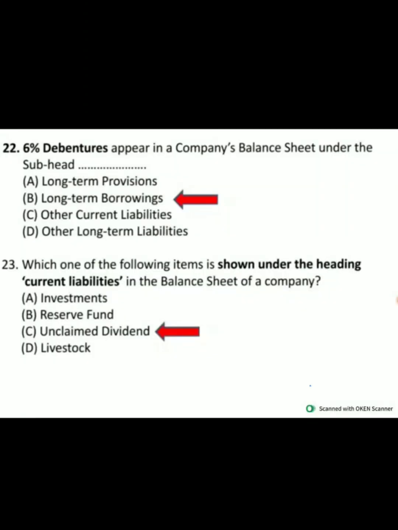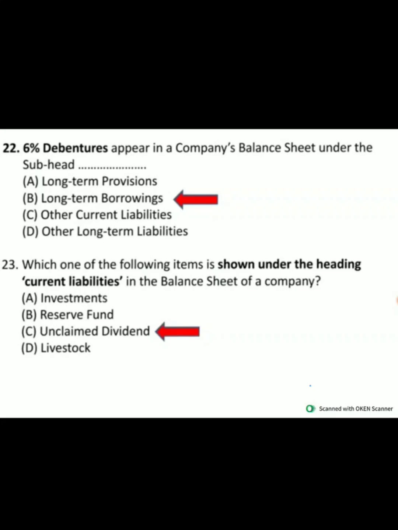6% debenture appears in a company balance sheet under the subhead of long-term borrowings. Here the answer is long-term borrowing. Debenture is a liability, especially a long-term borrowing. It comes under the head of non-current liability. Like assets, liabilities are also classified into two types, non-current liability and current liability. Debenture is part of non-current liability, especially a long-term borrowing.